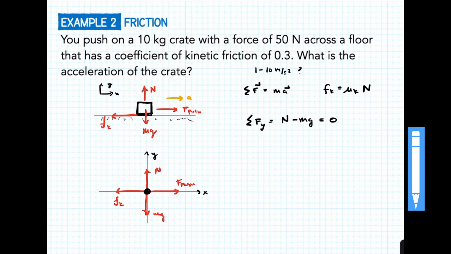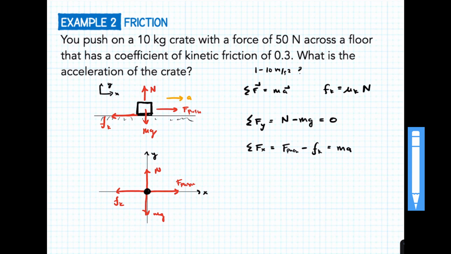Because it can't be in the direction of friction, because friction can't make something change direction, right? It only opposes motion. So we'll also do the x direction, and that's going to be F push minus kinetic friction is equal to ma. And I'm just going to write a, it's acceleration in the x direction, but I'm going to assume you know that, okay?